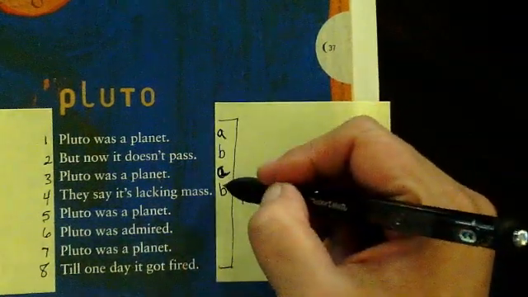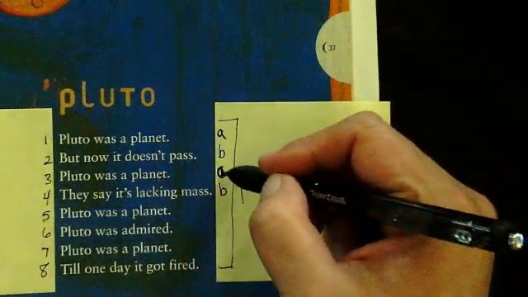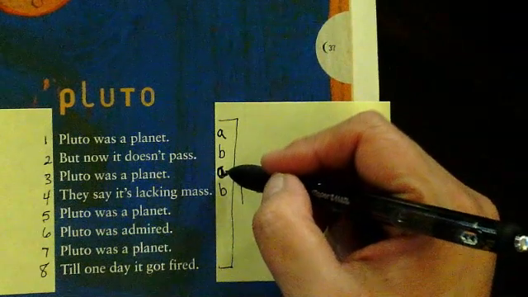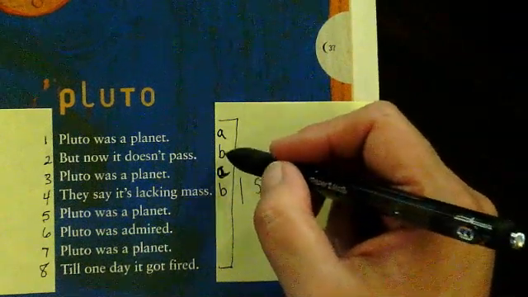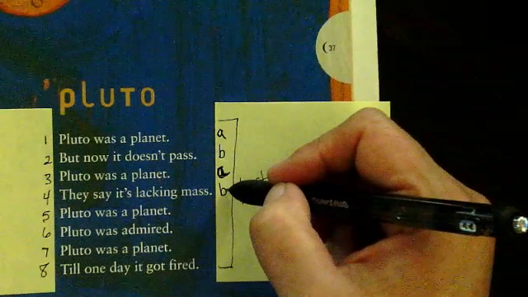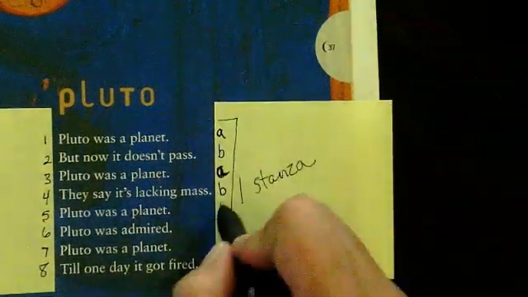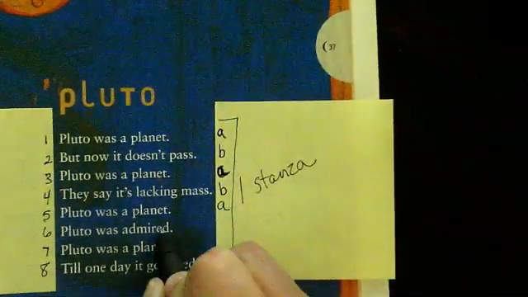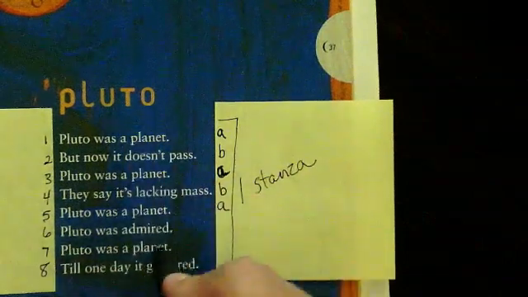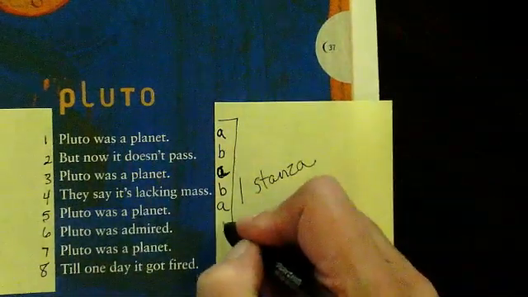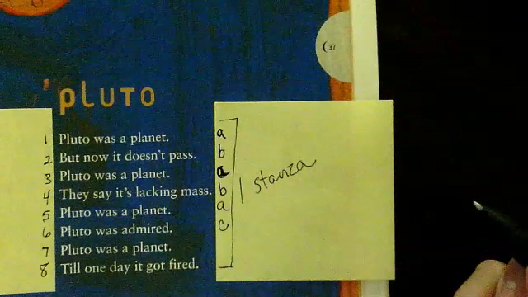Because planet and planet are the same word. They have the same ending sound. Pass and mass have the same ending sound, so they get the same letter. Planet again. How about admired? Does it rhyme with any of these other words? Not so much, so it's going to get a different letter.